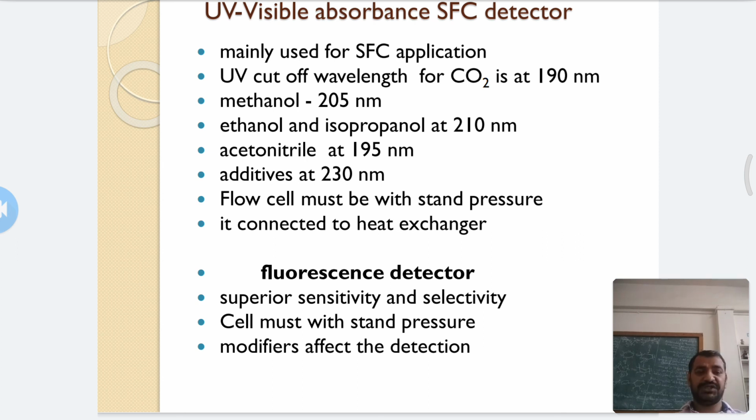The second detector we use is the fluorescence detector. The fluorescence detector has superior sensitivity and selectivity in this separation technique. Second, the cell must withstand pressure. And the next point, modifiers affect the detection. Okay, so these are the properties of the fluorescence detector.